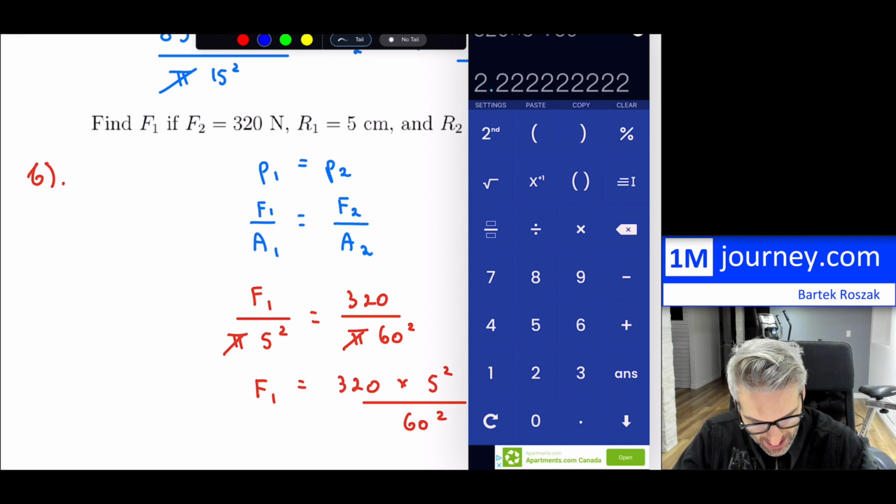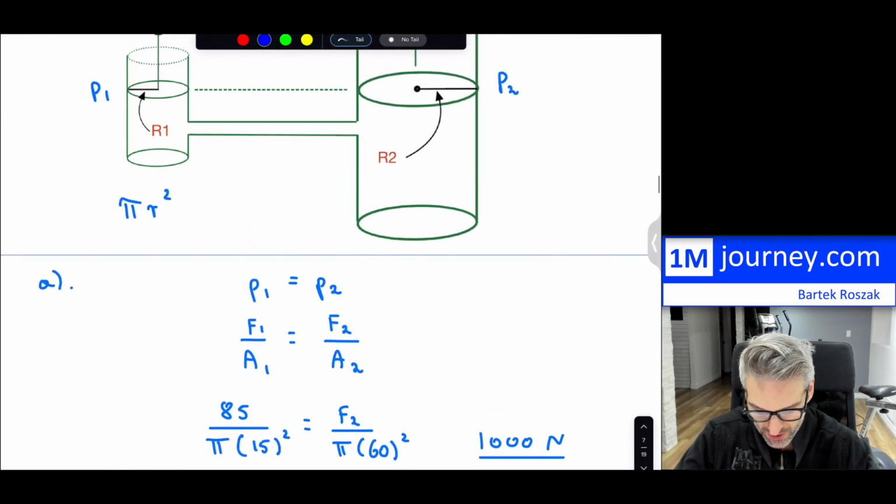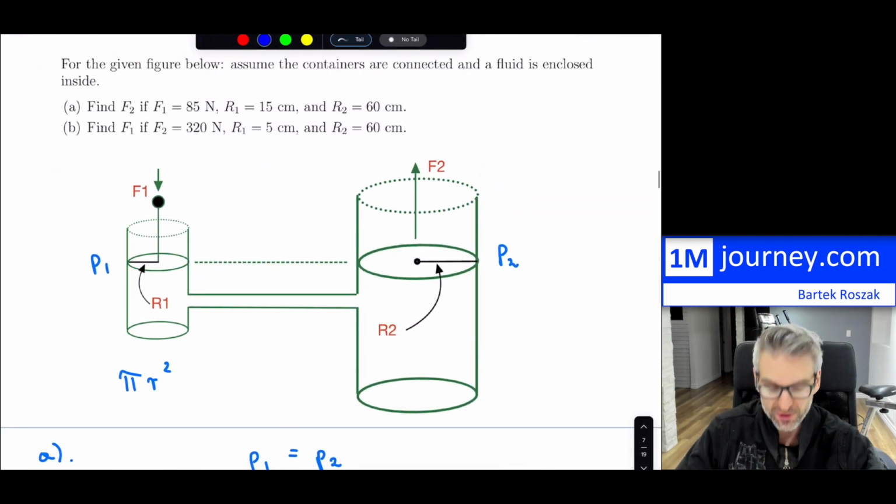So for this example, there isn't really anything else to do here, but this is a great example of utilizing Pascal's principle and knowing that the pressures are the same at the same depth. That's it for this one.